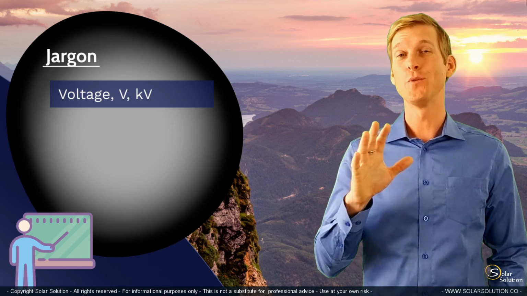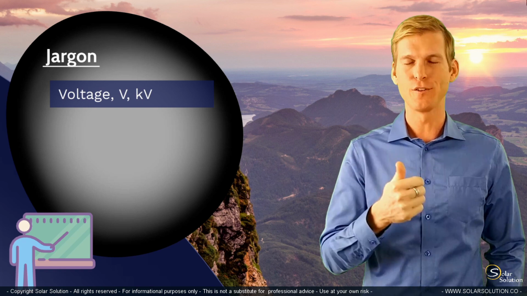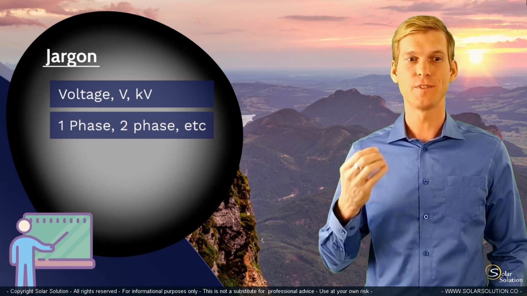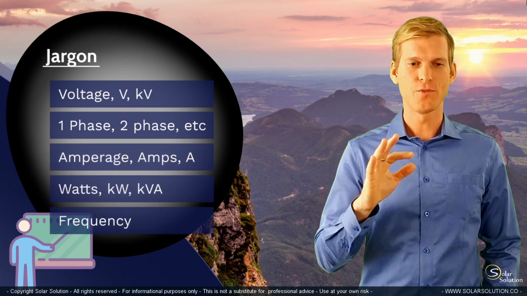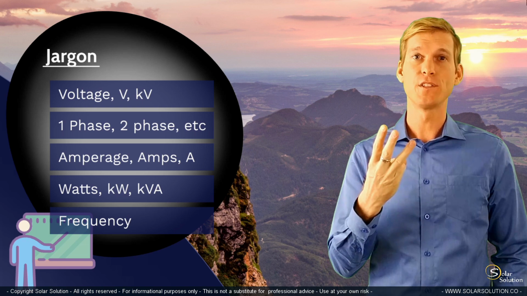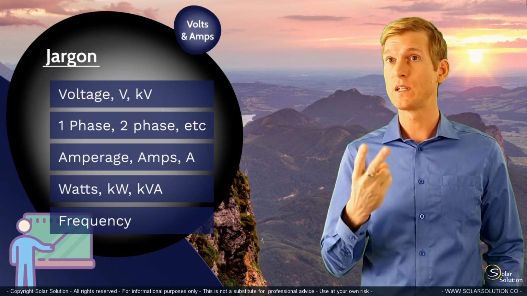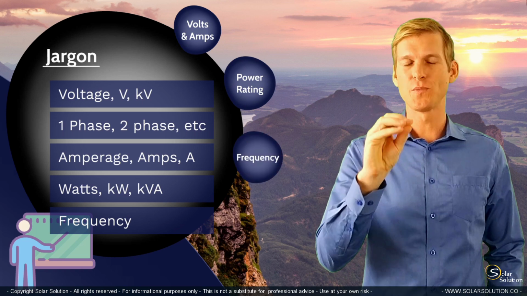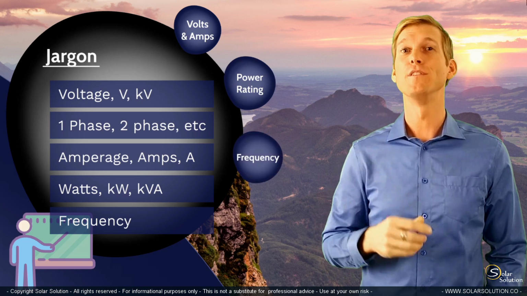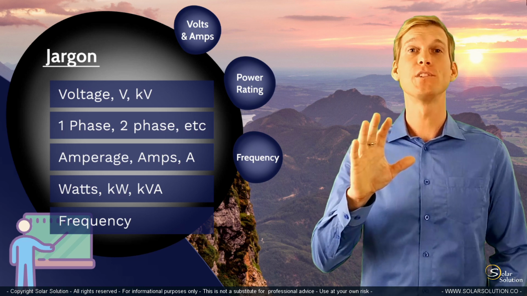But then there's quite a few other terms. So we've got the single phase, dual phase, 3-phase, we've got amperage, kilowatts, kVA, watts, and frequency. So let me cut this up into 3 different sections. So we'll look at the volts and amps separately, at the power ratings, and at the frequency. I'm going to try to keep it as simple as possible. I just want to clarify them all individually. So let's start by looking at the voltage and the amperage.